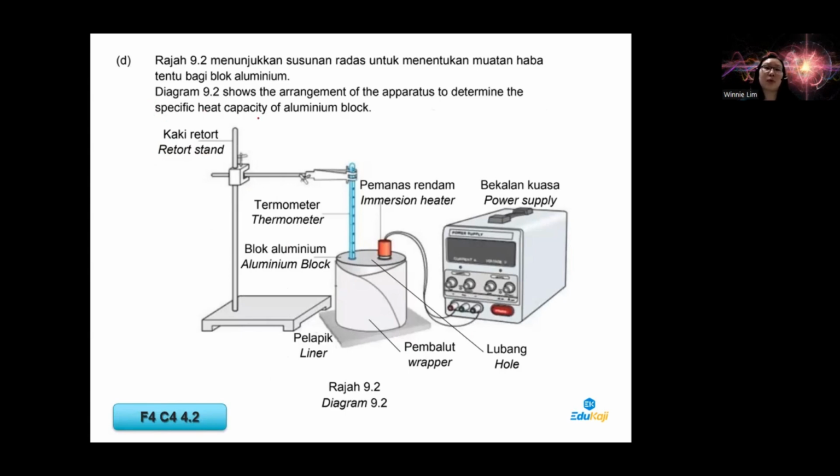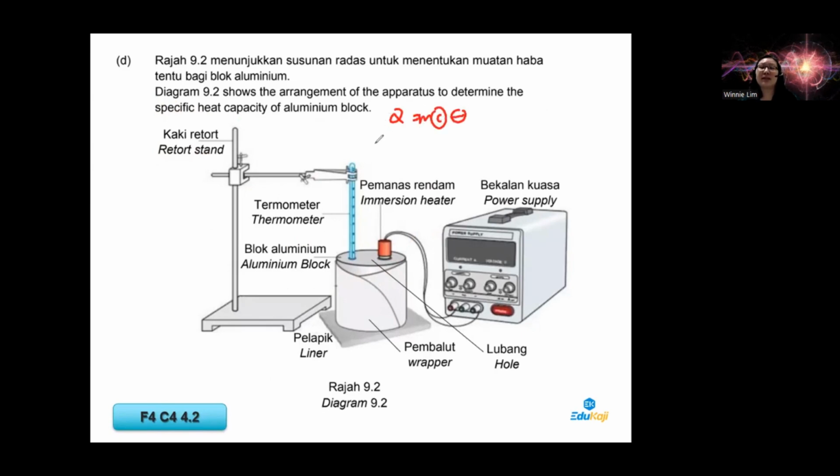Now, diagram 9.2 shows the arrangement of apparatus to determine the specific heat capacity of an aluminium block. So did you do this experiment in school? By right, you should have some general idea regarding this. So you want to know the specific heat capacity of the aluminium block. Okay, so the general formula is what? Q equals MC theta, and you want to find C.